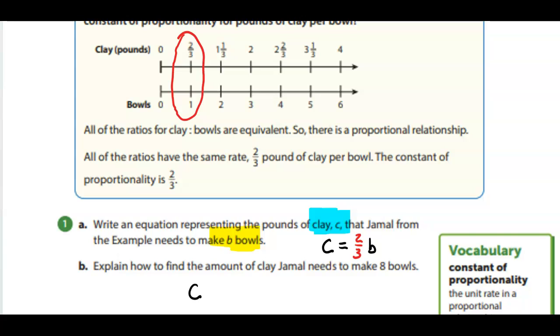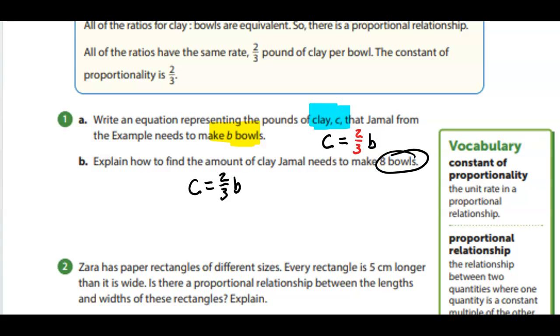Well, we'll just take C is equal to 2/3 B, and we want to make 8 bowls, so plug that in for B. C is equal to 2/3 times 8. 2 times 8, 16 divided by 3. C is equal to 16 over 3, or 5 1/3 pounds. Okay.